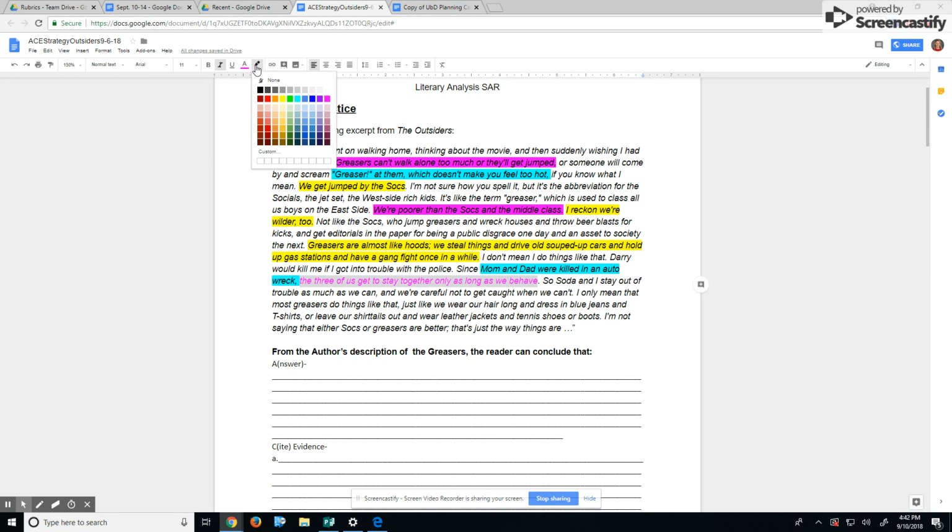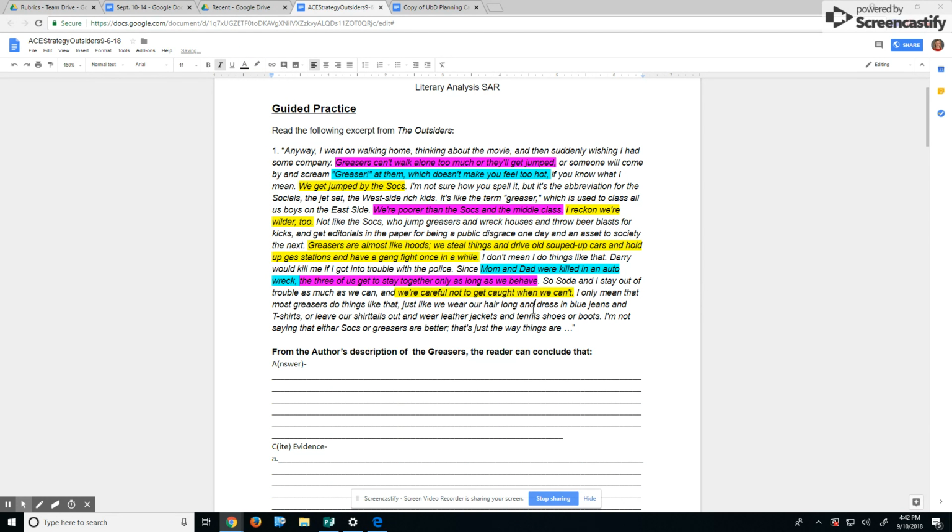Oh, and there I did it again with my text color. So I'm going to go back and make my text black. "Soda and I stay out of trouble as much as we can, and we're careful not to get caught when we can't." So we might be able to say that they try to stay out of trouble, but they can't always. Sometimes they can't help themselves. Maybe the temptation is just too big, and maybe they just can't stop themselves from getting into trouble. So we're going to go ahead and highlight that with our yellow.